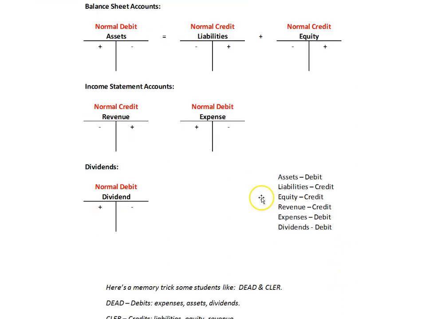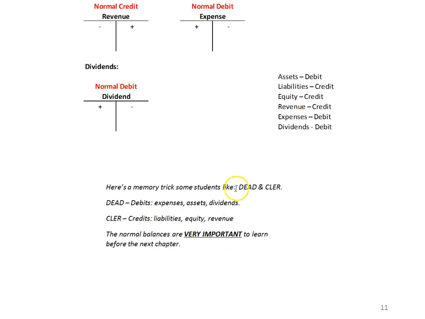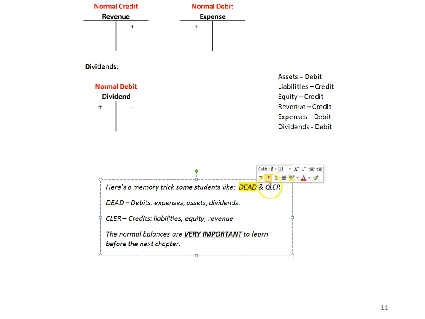I'm going to show you a little memorization trick. We can take a word, DEAD, and make an acronym out of it. I know it's not quite a word, but it looks pretty close to a word. So we're going to use these. DEAD starts with the word debits. The debit ones are expenses, assets, and dividends. So once you know those, the other 3 are the credits. So it's just an acronym you can use.